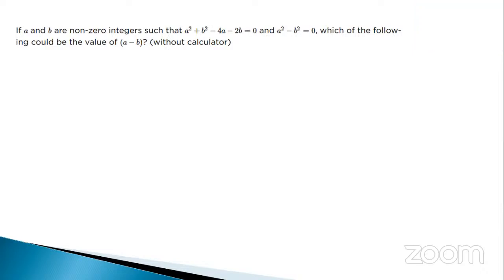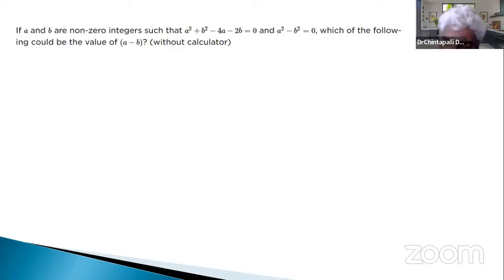If a and b are non-zero integers such that a square plus b square minus 4a minus 2b equals 0 and a square minus b square equals 0, which of the following could be the value of a minus b? Any idea? Start with any idea. Of course, it may be correct or not, but start with any idea.